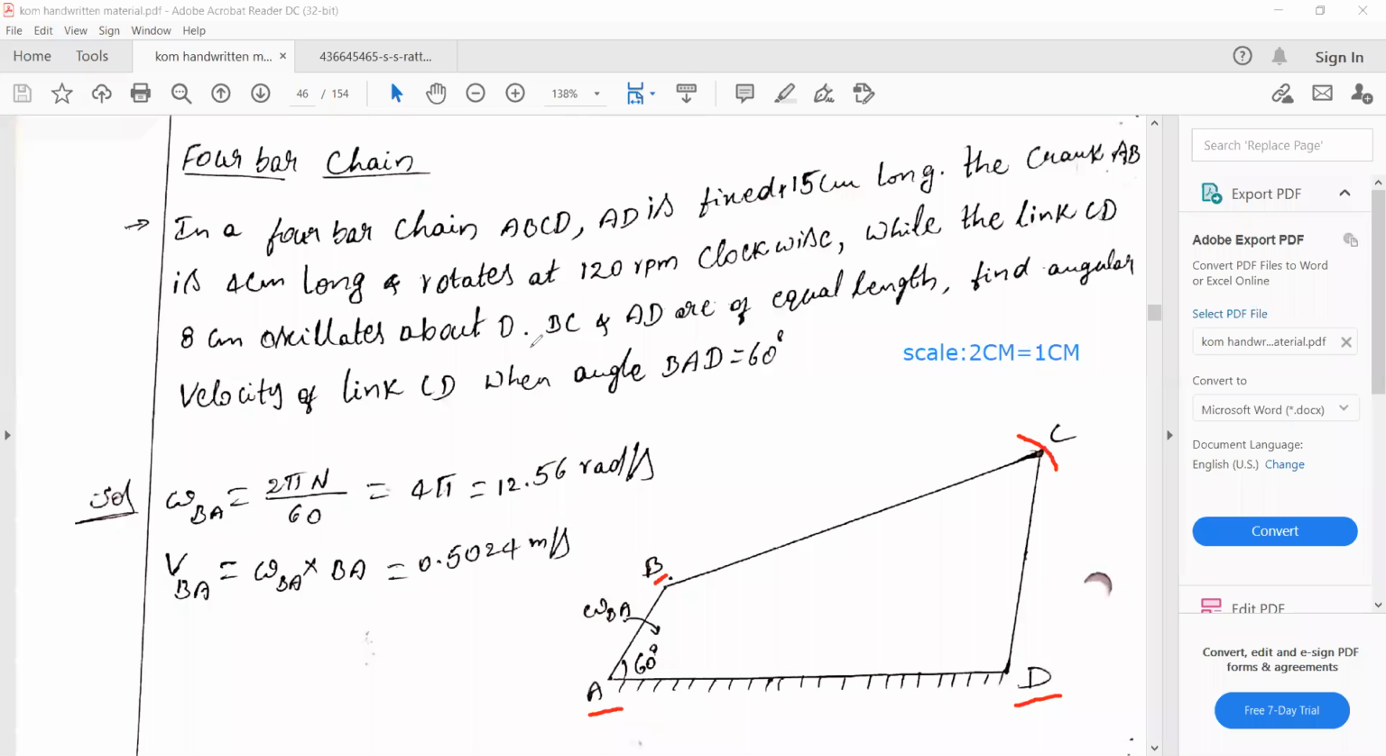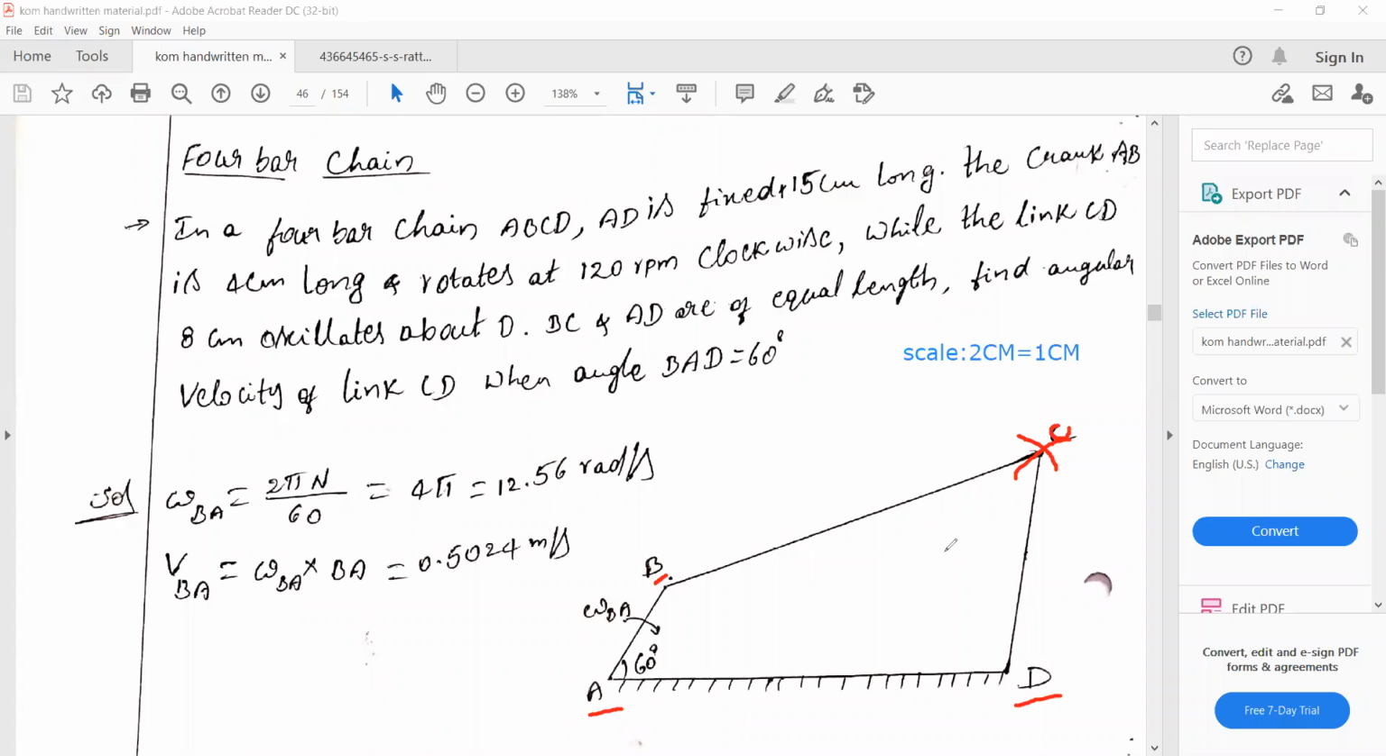8 centimeter, oscillates about D. So 8 centimeter means again reducing the scale, so that is 4 centimeter. Just arrange the distance of 4 centimeter on the compass and draw the arc. Again, draw the arc. Now you may also identify the new position of C. So this is the C here.